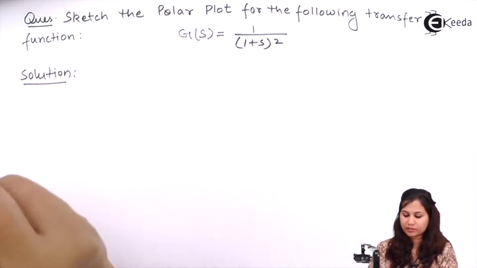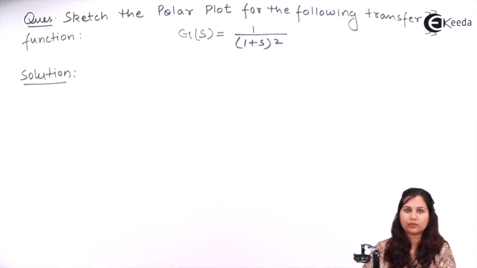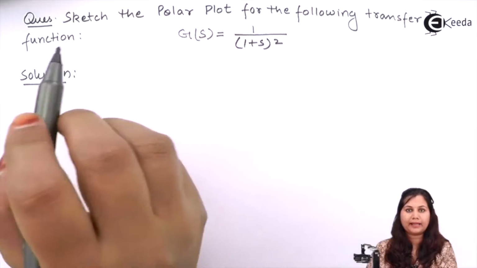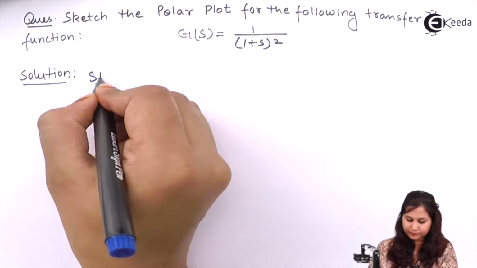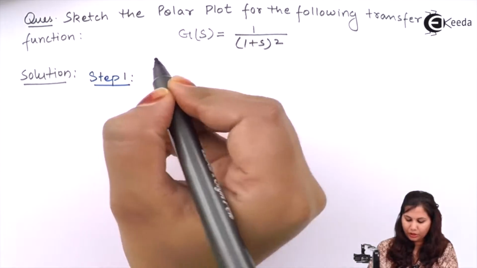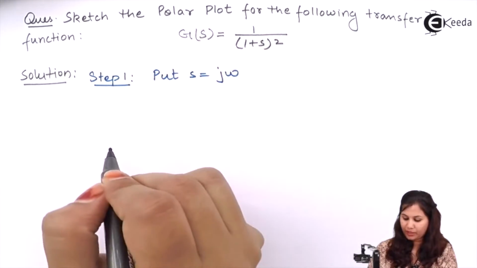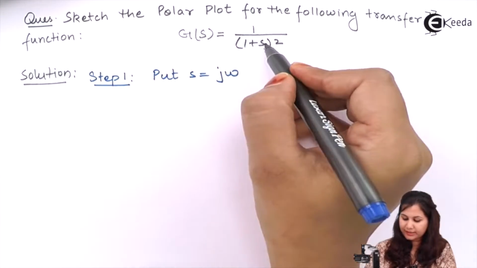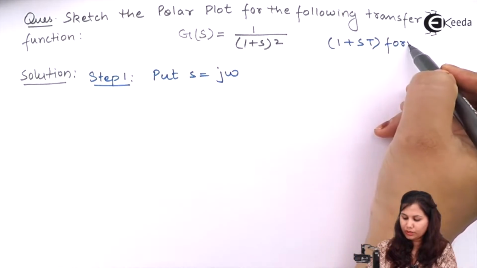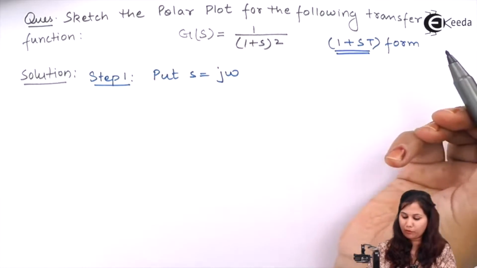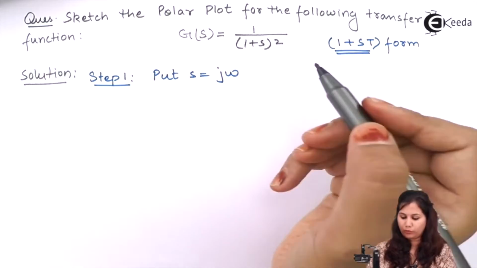To sketch the polar plot, the first step is to put s equals to j omega. That is, replace this s by j omega. So step number 1 will be: put s equals to j omega in this equation. We are given in the question that this 1 plus s is of the form 1 plus sT, so we need not convert this transfer function into 1 plus sT form. It is already given to us in 1 plus sT form. Here T is equal to 1.